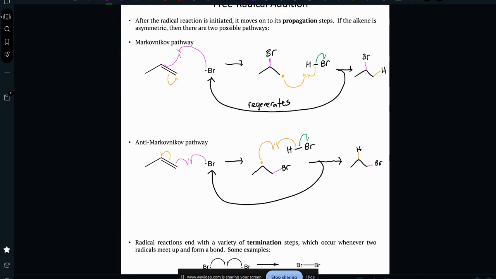So I asked myself, which of these two pathways is going to be more favorable? Well, a radical is an electron deficient species, meaning it doesn't have a full octet. And I have my choice of having a secondary radical or a primary radical. Just like carbocations, more substituents will be stabilizing. So a secondary radical will be more stable than a primary radical, just like a secondary carbocation is more stable than a primary carbocation.